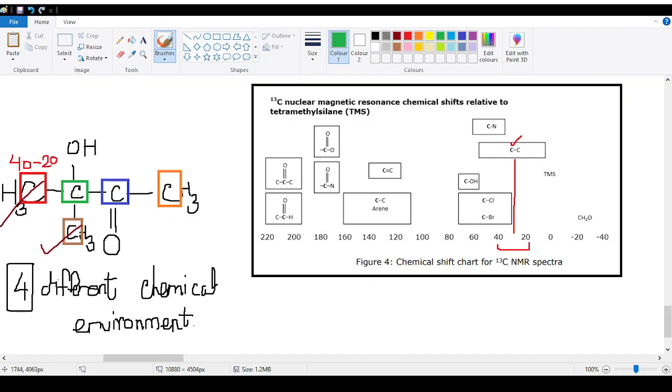Consider the green color carbon atom. What's the main feature of the green color carbon atom? It's joined with an OH, right? That's why the surrounding is very unique. And from this table, you can see that you have the COH group here. Can you see here? COH. And the value for that is approximately between 60 and 70, right? It's not 80, it's around 60 to 70. So green color one, the peak we can expect from 60 to 70.